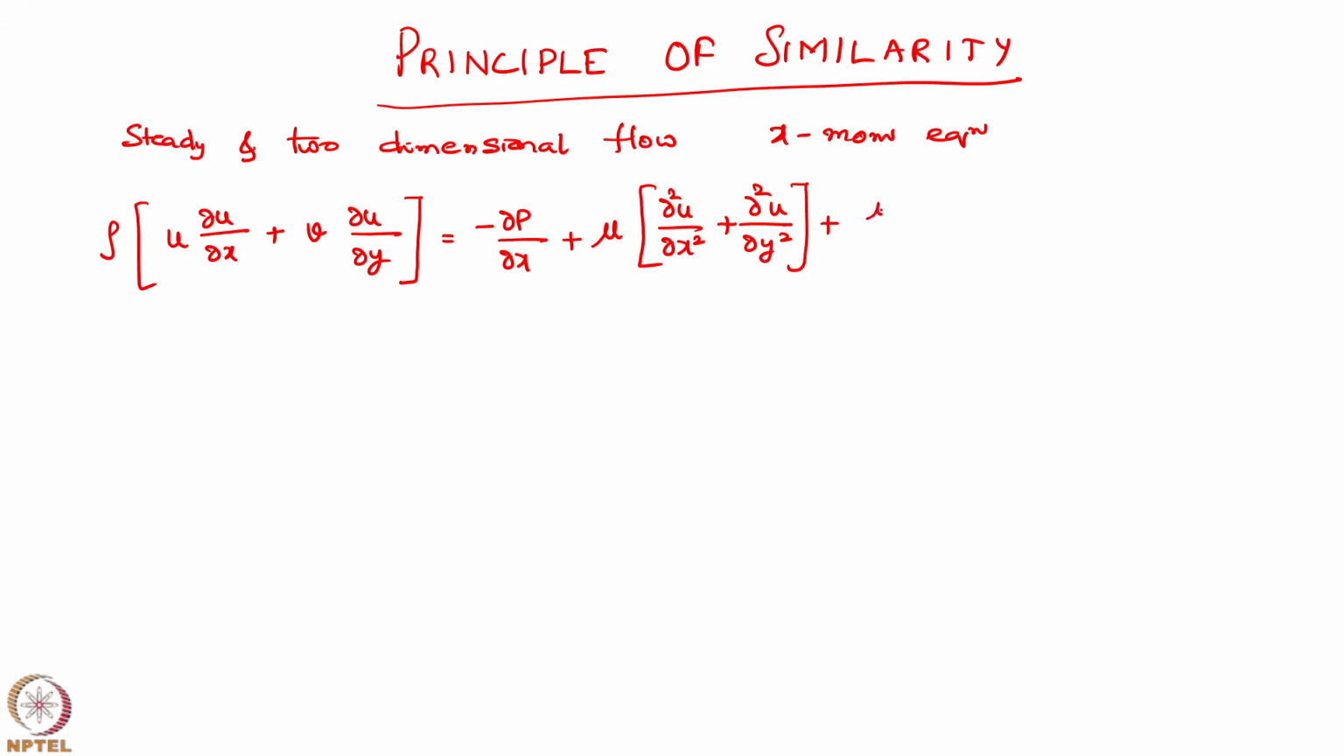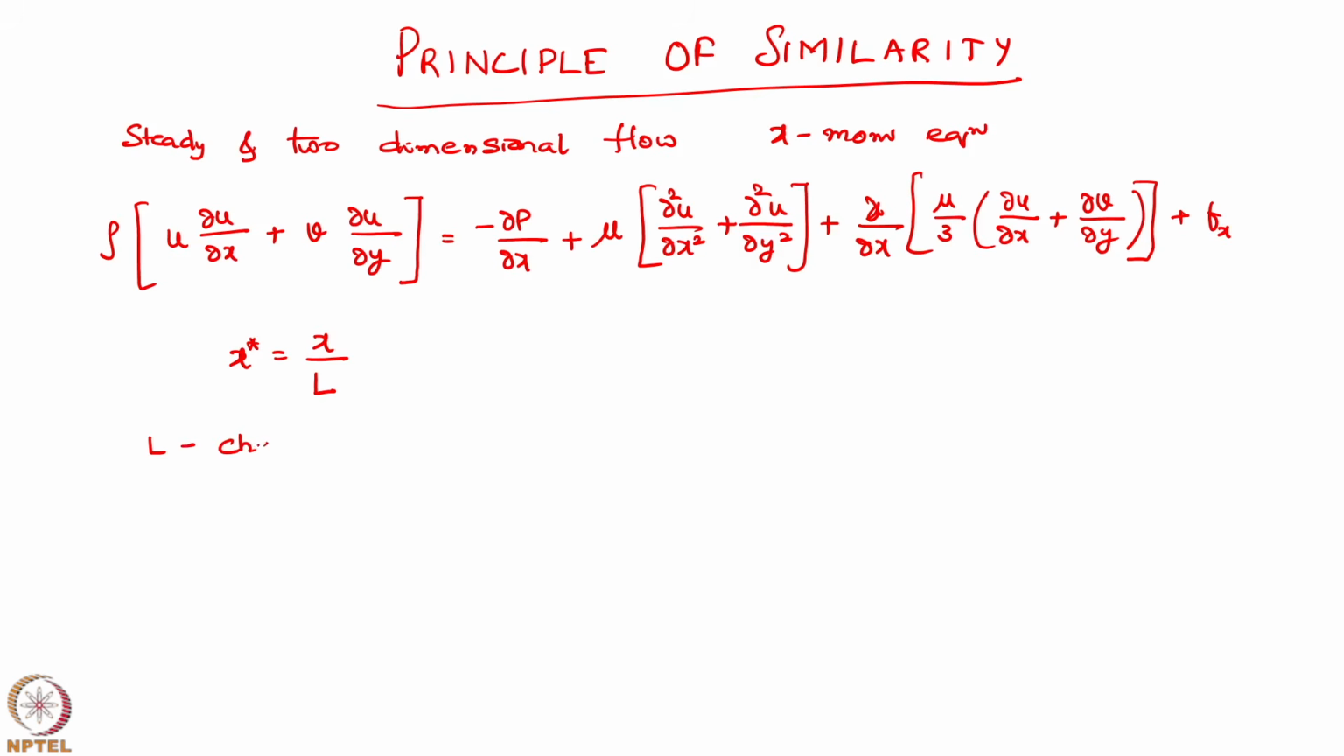plus dou by dou x of mu by 3 into dou u by dou x plus dou v by dou y, plus f of x. So what I do is, I non-dimensionalize x with a characteristic length L. Characteristic length L is the characteristic length for flow over a flat plate, it can be the length of the plate. For internal flows, that is pipe, it can be the diameter of the pipe, and y star is y by L.